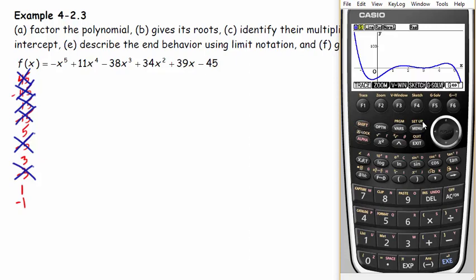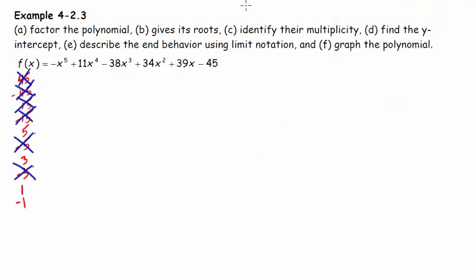So if I go to my gsolve menu and root, it looks like negative 1, 1, 3, and it looks like 3 is going to be a double root, and 5. So it looks like we're going to have 4 roots where 3 is a double root. Alright, so let's see if we can do synthetic division to get those results.